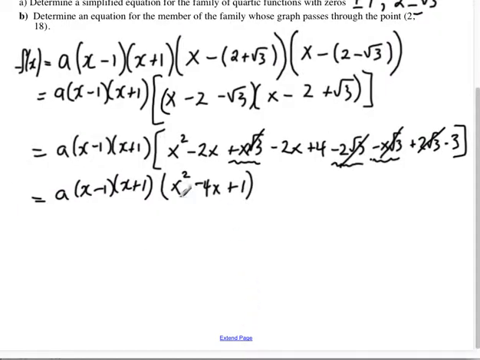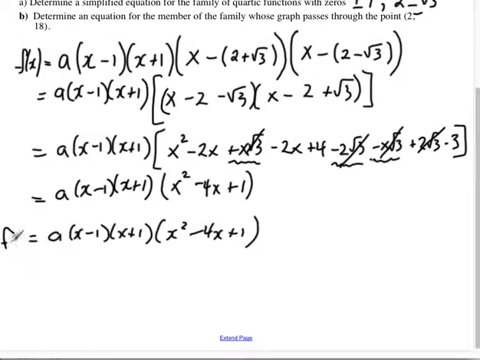Now look how pretty that is. So my family looks like this. Oops, let me erase that. Okay, so that represents a nice cleaner version than all those roots in there.